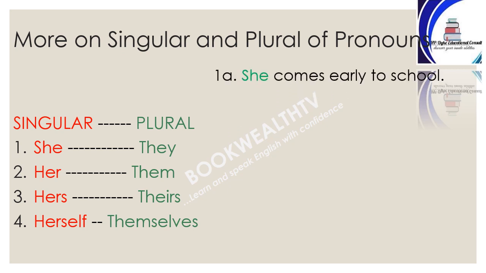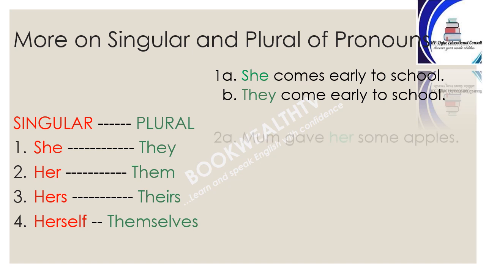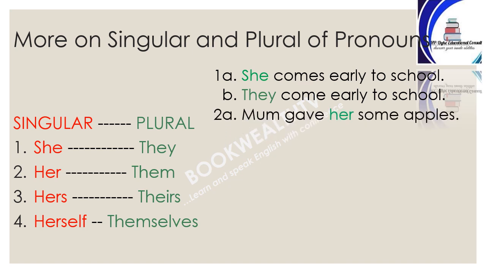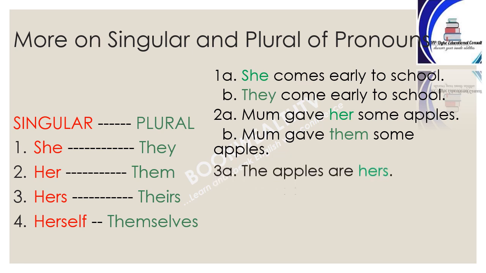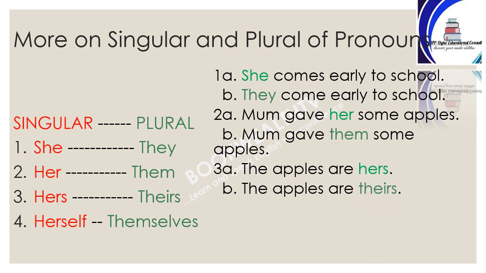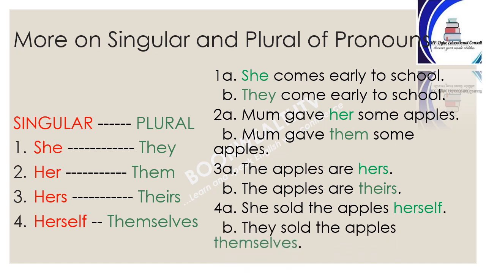In sentences: She comes early to school. They come early to school. Mom gave her some apples. Mom gave them some apples. The apples are hers. The apples are theirs. She sold the apples herself. They sold the apples themselves.